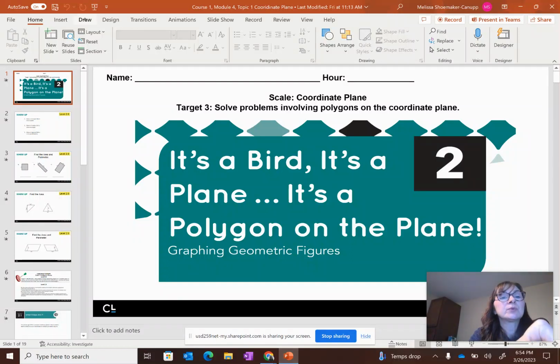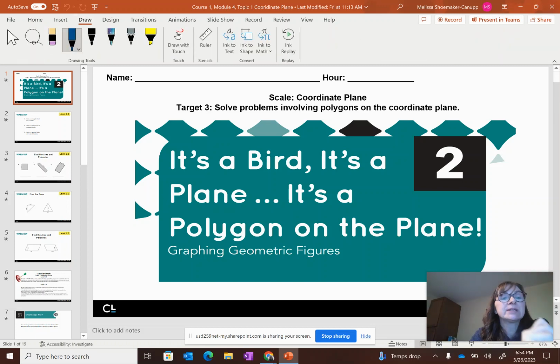So we're going to start with our third target in coordinate plane, your last target. I'm going to be running through this pretty fast, so pause it when you need to. There's a lot of review on the front end of this, so you'll need to pause the notes after we get done with the warm-up, and then go ahead and do the level 2 practice.